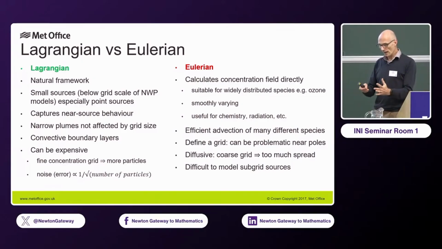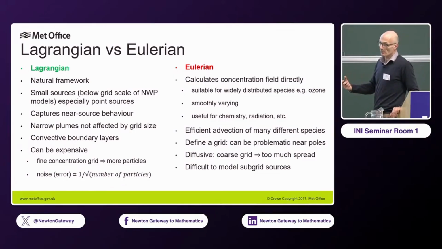Convective boundary layers are characterised by narrow but strong updrafts and then large, slowly descending air masses around those updrafts. But they can be expensive, and of course the cost increases with the number of particles, but the noise only decreases like 1 over the square root of the number of particles.